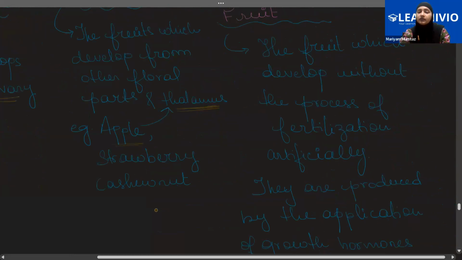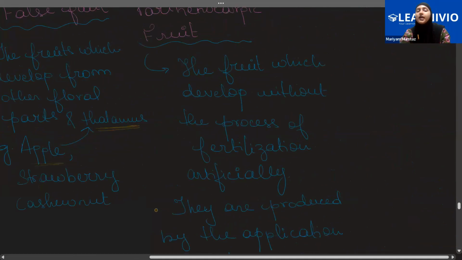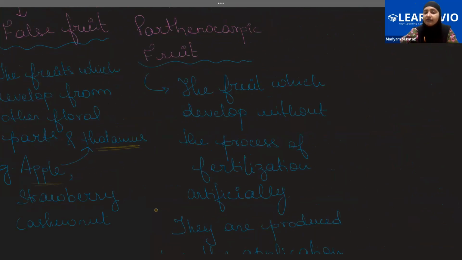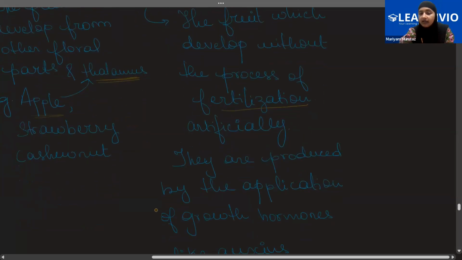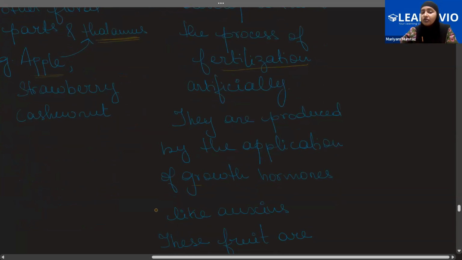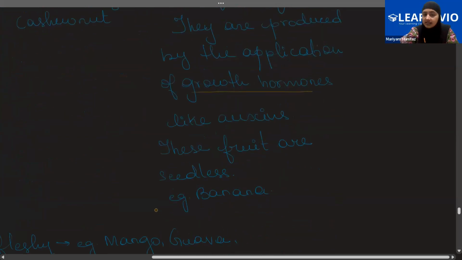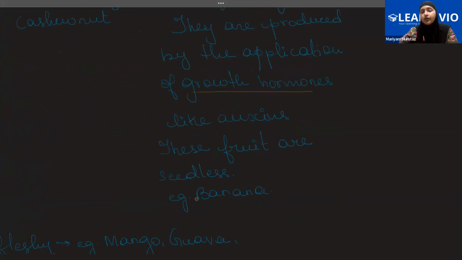Then talking about the third type of fruit, that is parthenocarpic fruit. The fruit which develops without the process of fertilization. Meaning, fruit is a product of fertilization only, but here fertilization is not happening, rather it is artificially developing. These are produced by the application of growth hormones like auxins. Everyone knows auxin? Yes. Very good. Because of the application of these growth hormones, we can induce fruiting.